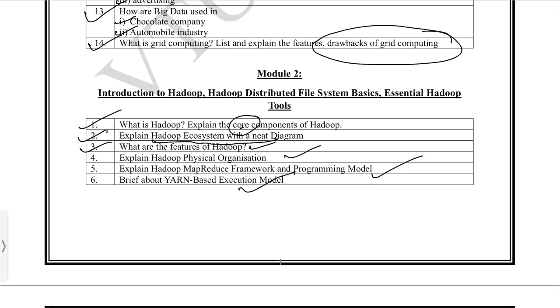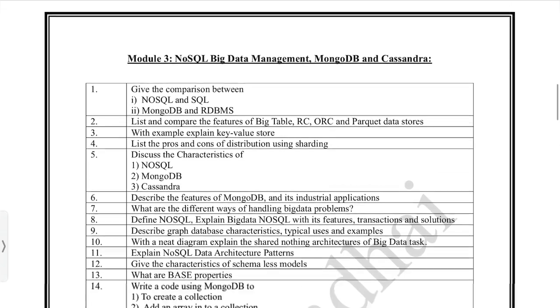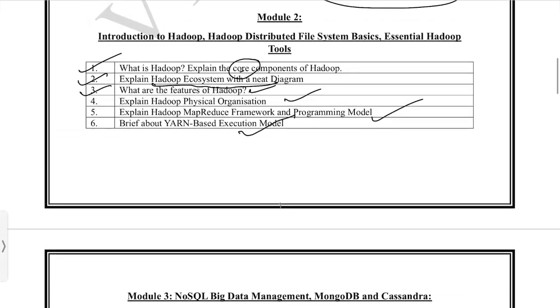This is one of the important questions from module 2. Then module 3, module 2 was a very small topic. That's why covering these 6 questions will cover the entire module 2 only.